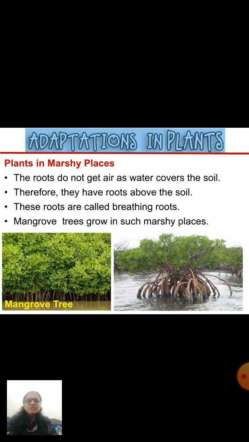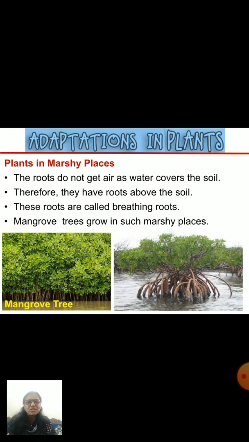Now, I'll tell you about the plants in marshy places. Marshy places mean the soil is covered with water. So what happens is the roots do not get air because the soil from the top is covered with water. So the roots grow above the soil, and these roots are also called breathing roots.